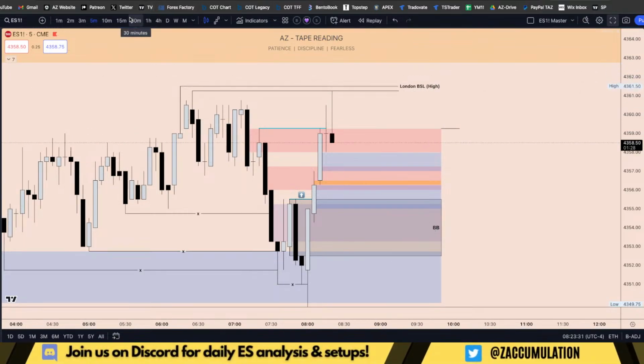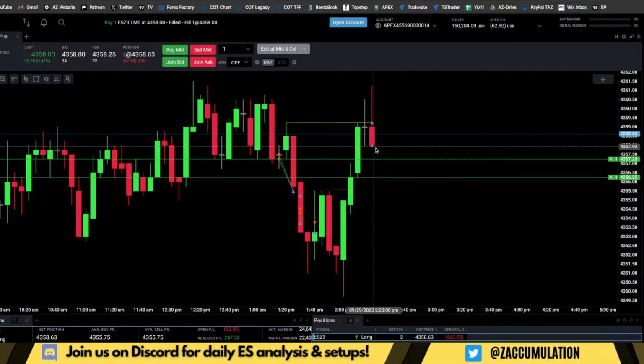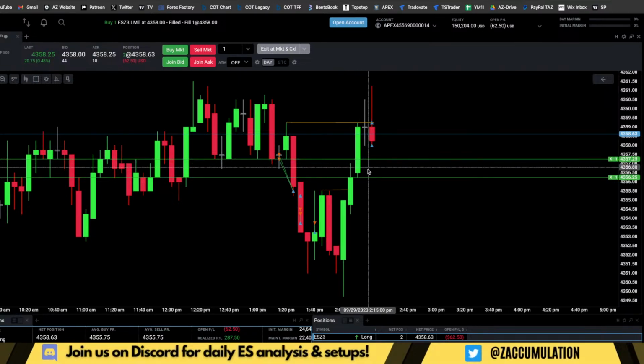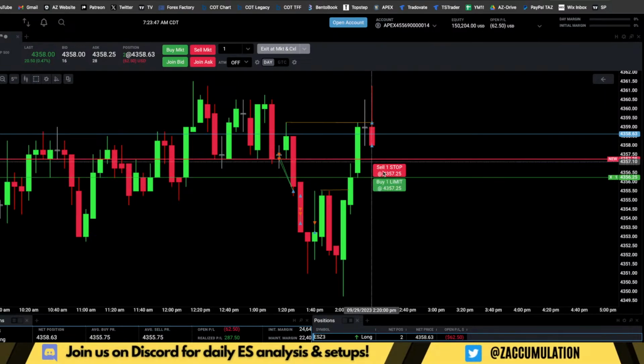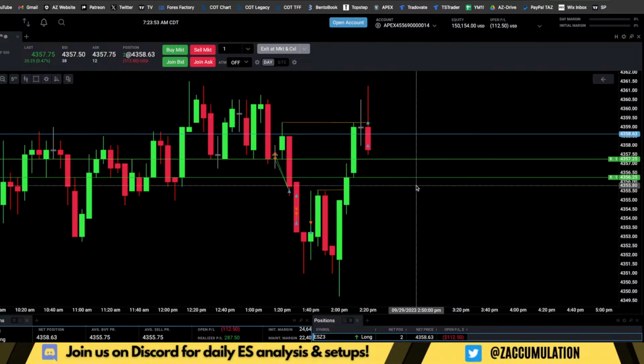Nice, we're getting the pullback after all. Order filled. Second position filled. Here we have the inversion fair value gap, but I think I might. How can I get rid of this order? No, I do not want to place a new one.